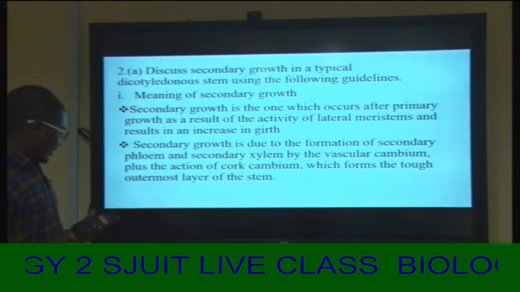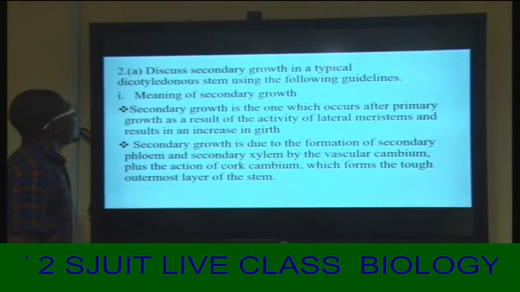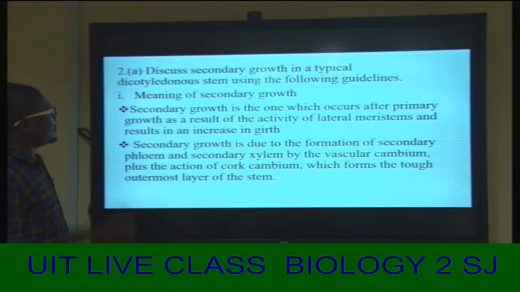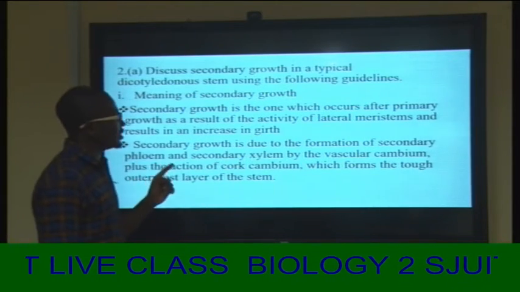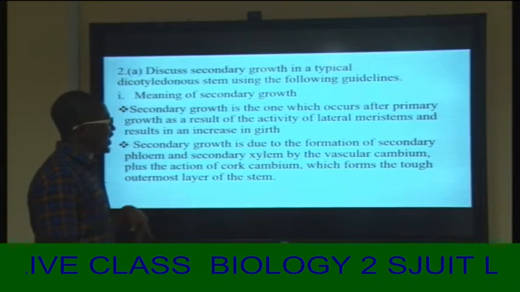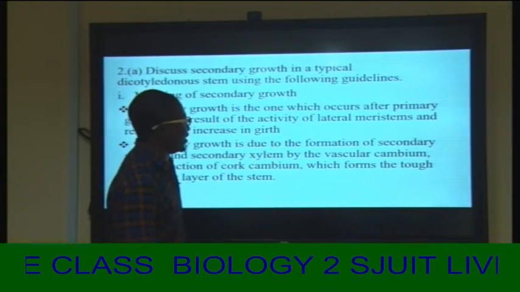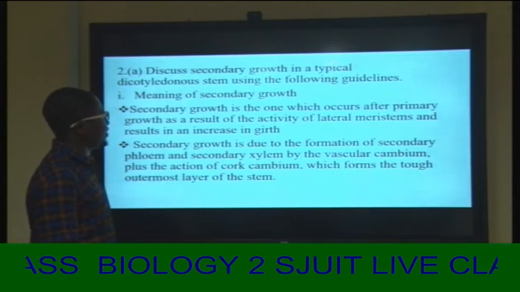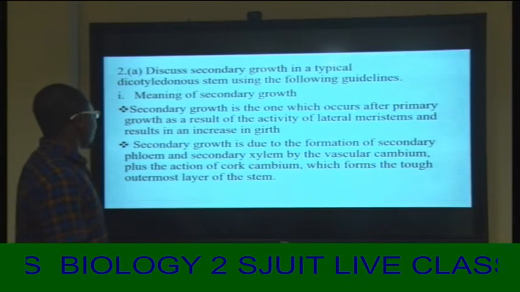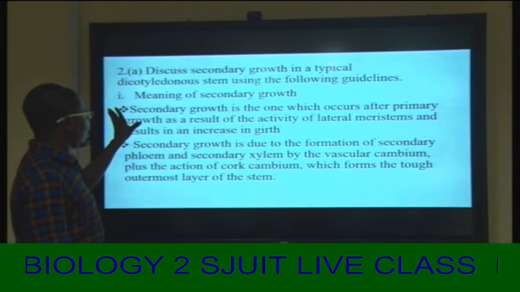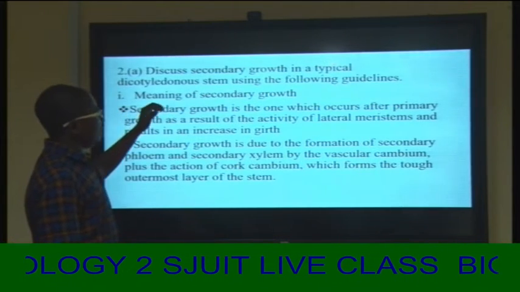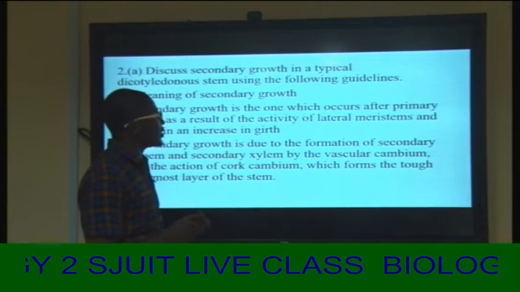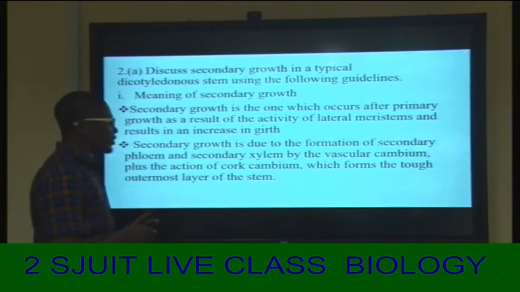Now let us see the other question. That is question number 2. A. Discuss secondary growth in a typical dicotyledonous stem using the following guidelines. The first one, Roman numeral 1, we are required to explain the meaning of secondary growth.